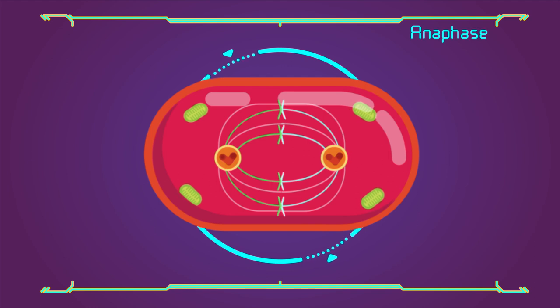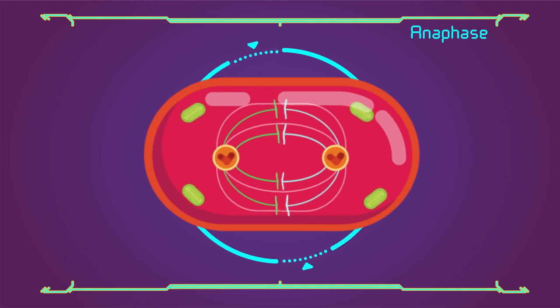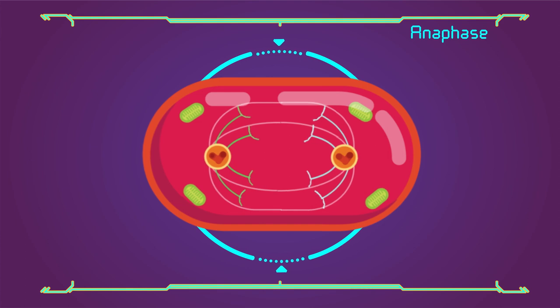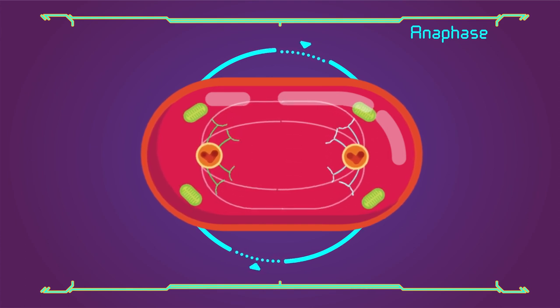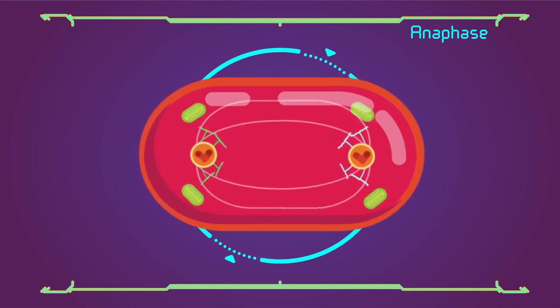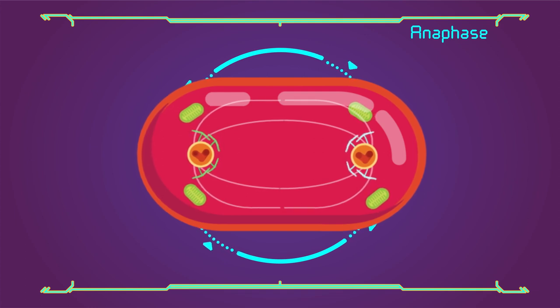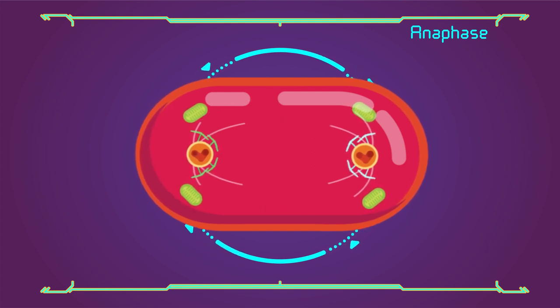Anaphase. Here we go. The separation begins. Half of the chromosomes are pulled to one side of the cell. Half go the other way. When the chromosomes get to the side of the cell, it's time to move on to telophase.